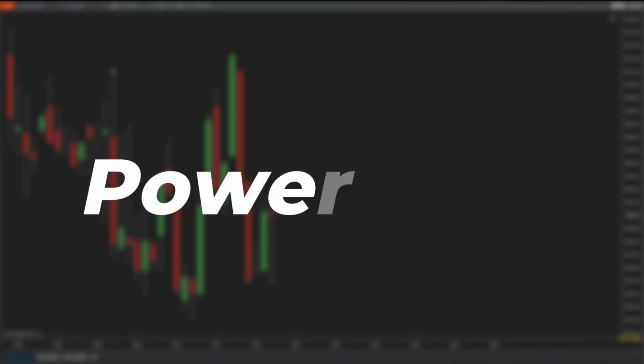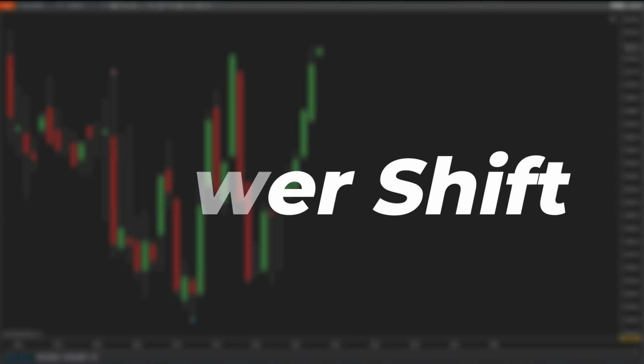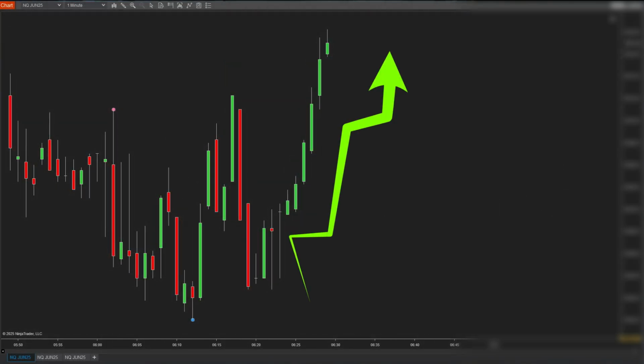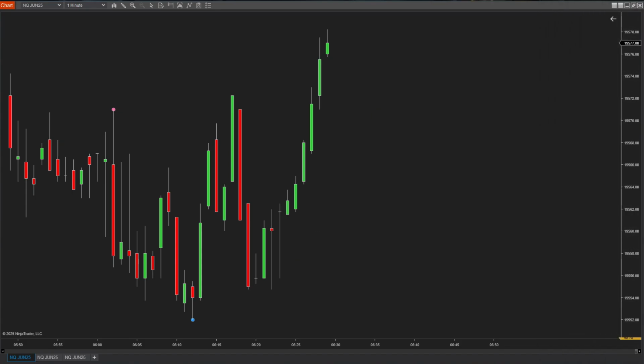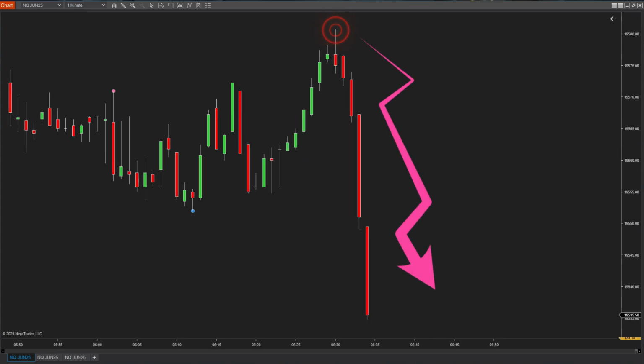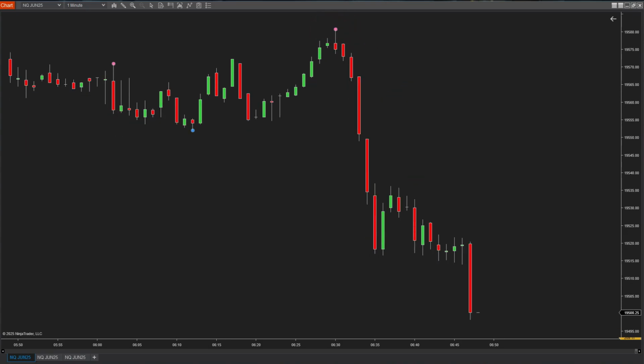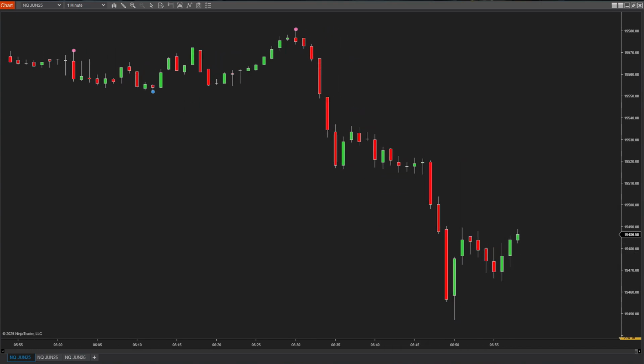Before we go any further, let me briefly explain what a power shift is. A power shift refers to the transfer of control between buyers and sellers, clearly reflected through price action and volume behavior. This shift often appears right before major market reversals, signaling that the balance of supply and demand is starting to change. You can better understand power shift through the following example.